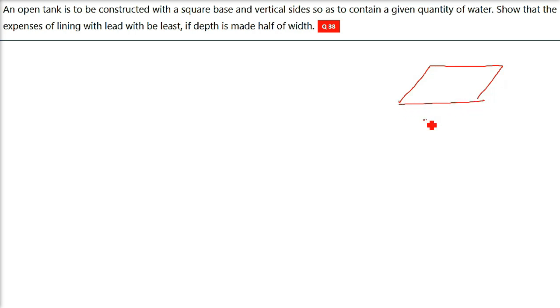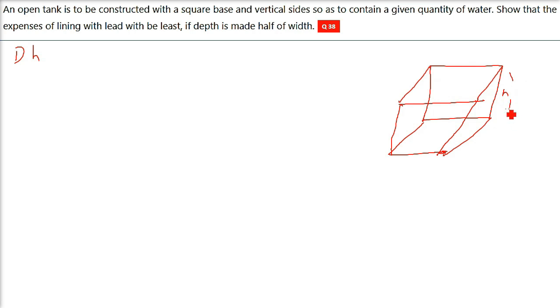I'm trying to make it as beautiful as I can. Let's see how it goes. So this is the tank I'm making. Please remember, the base is a square. The tank is open from above. So you have 4 walls and the base to deal with.